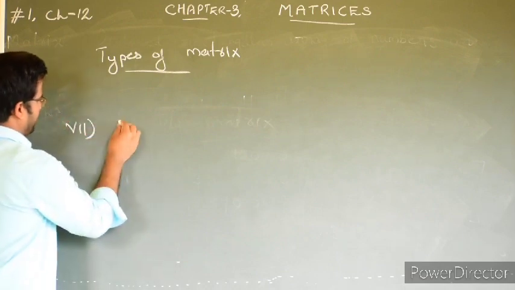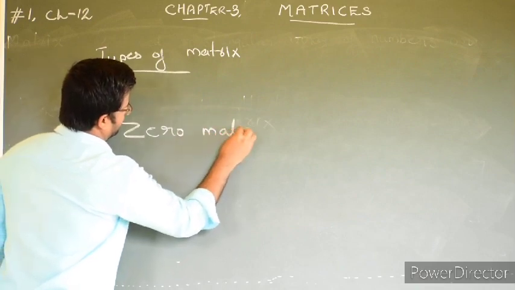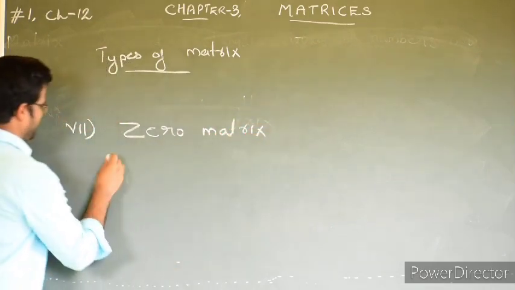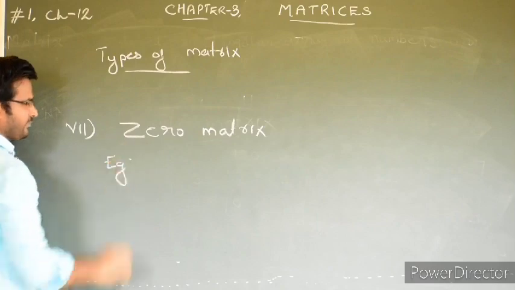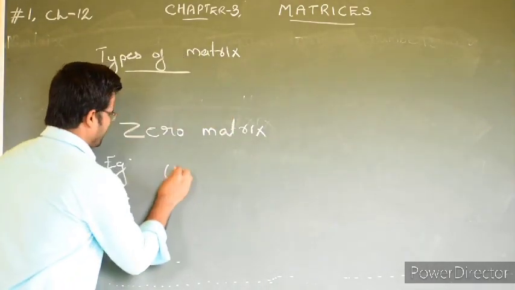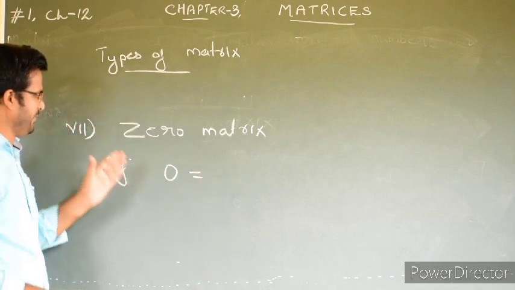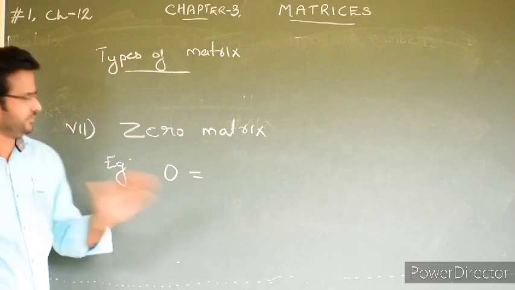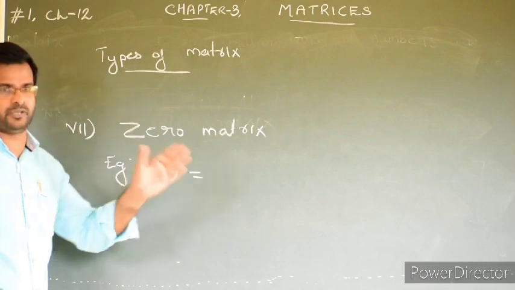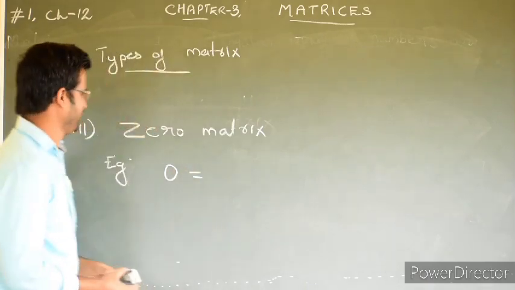The last type, that is zero matrix. Zero matrix means nothing is there. All the elements are 0. Then zero matrix we will represent only with the alphabet O. We cannot use A, B, C, any other alphabet. We will always use O.